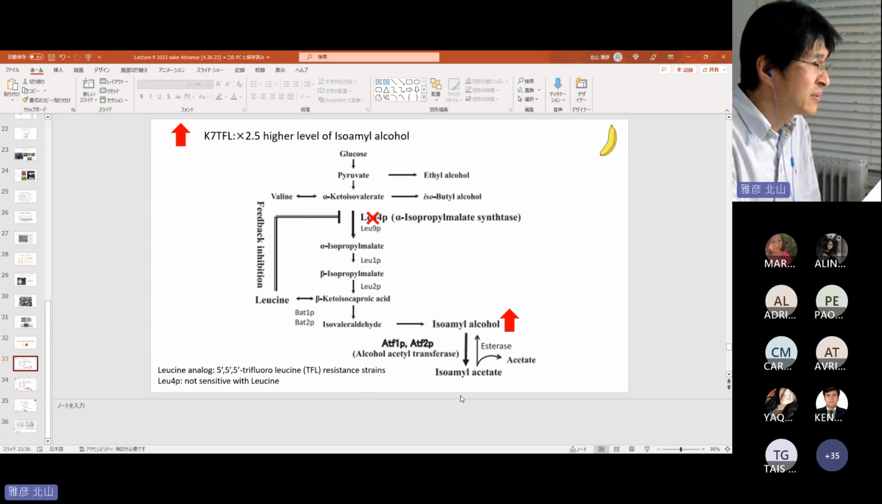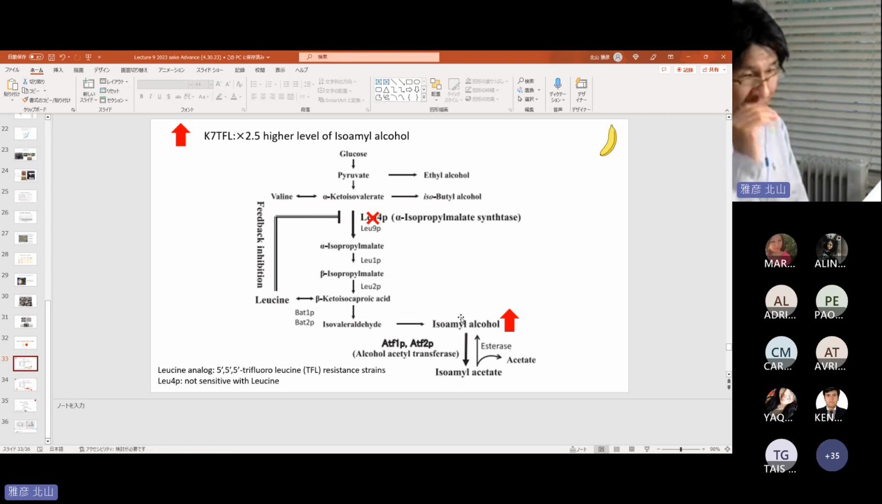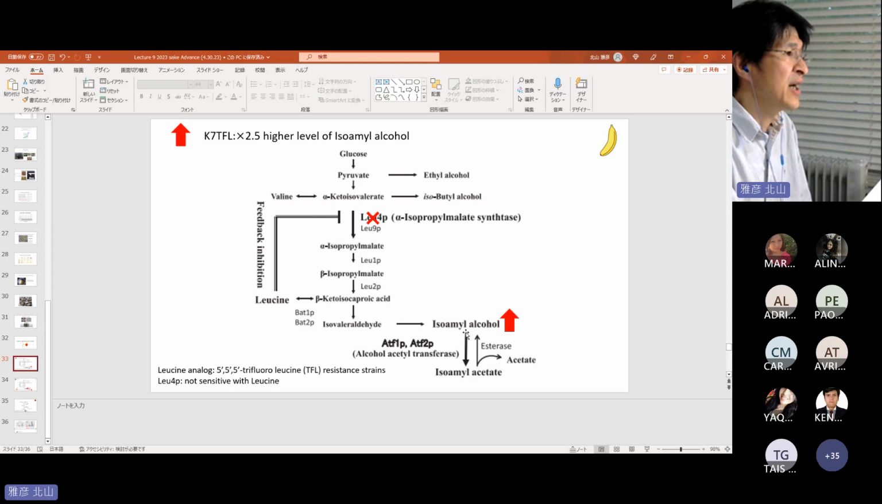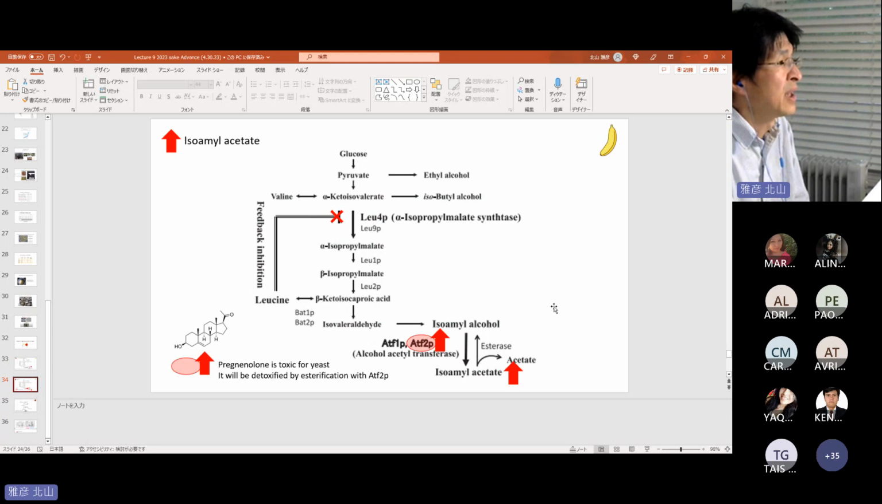But we need to have more isoamyl acetate. Isoamyl alcohol has a very alcoholic aroma, but we need the aroma of banana, which is provided by isoamyl acetate. So we have to improve the step to make isoamyl acetate from isoamyl alcohol. So next, they made another mutation.